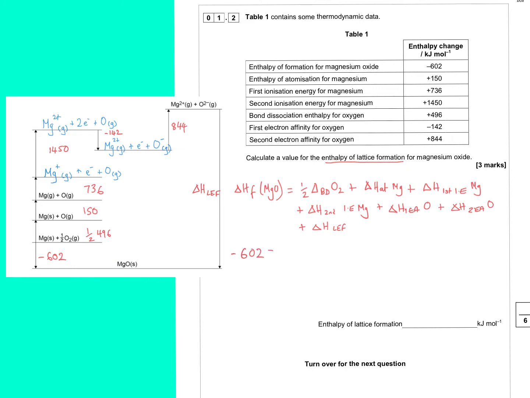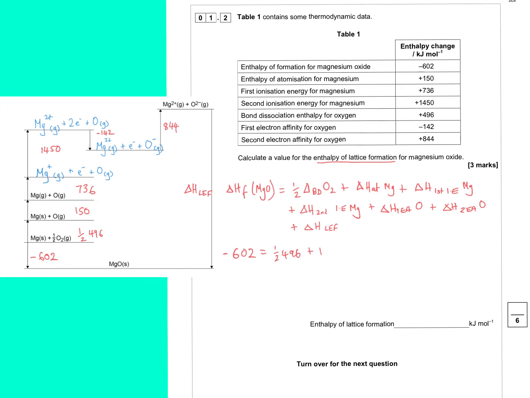So if we then substitute in the numbers, so we know that the enthalpy of formation of magnesium oxide is minus 602, and we show that that's going to be equal to and put in all the values for the different sections, for the different enthalpy changes.